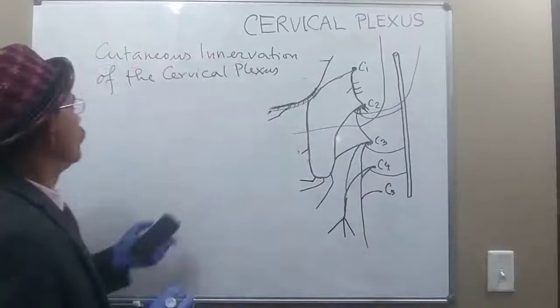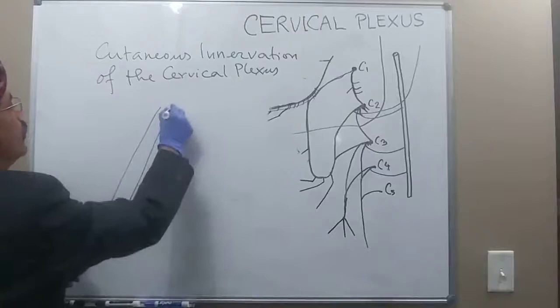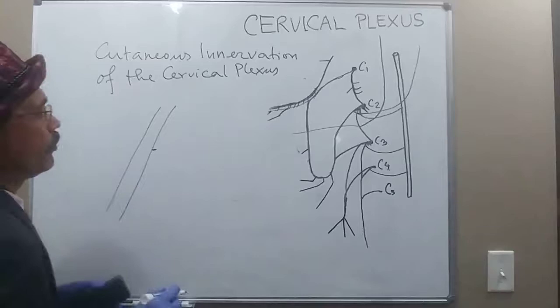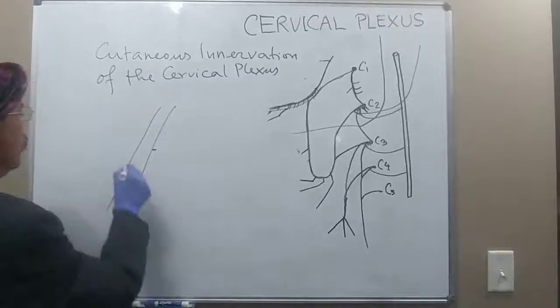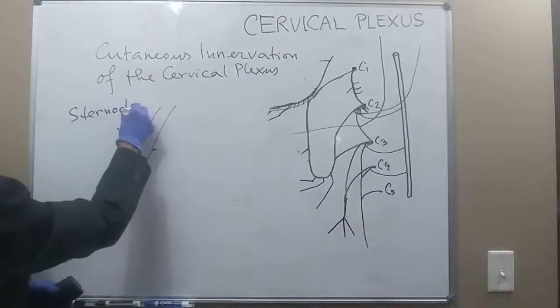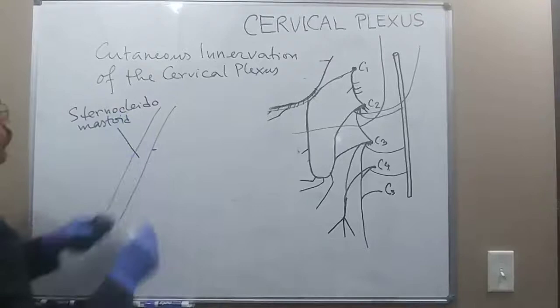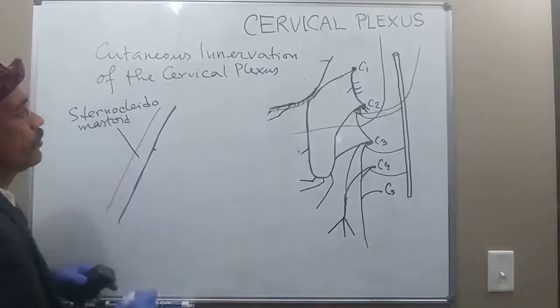So if you draw the sternocleidomastoid muscle, this is the sternocleidomastoid muscle. From the posterior border of the sternocleidomastoid muscle, we get the cutaneous innervation of the cervical plexus. So if you go to the posterior border of the sternocleidomastoid muscle, we'll get the cutaneous branches.